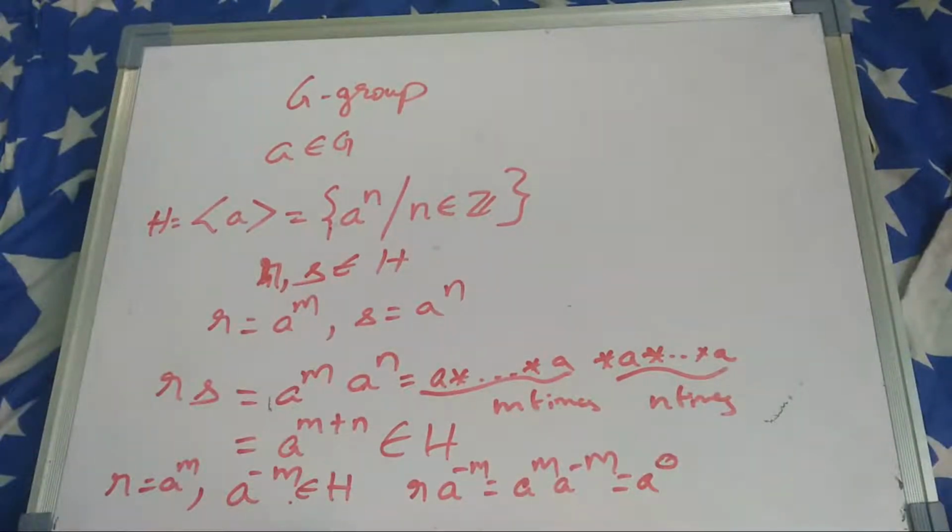A power m plus minus m, which is nothing but a power 0. And a power 0 we conventionally define to be the identity element of the group. This shows that a power minus m is the inverse of a power m, because a power m times a power minus m gives us the identity, and you can check that a power minus m times a power m is also the identity. So a power minus m is the inverse of a power m, and hence H forms a subgroup of G.